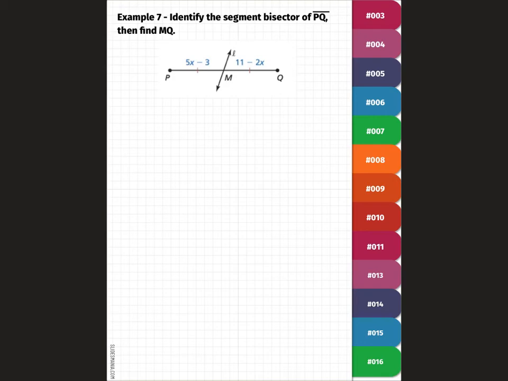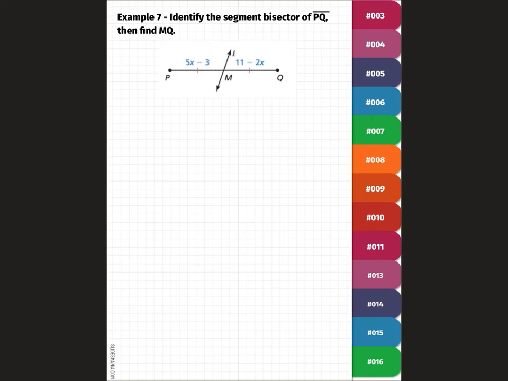Example number 7 says identify the segment bisector of segment PQ and then find MQ. So what I'd really like for you to do right now is, I know you've been pausing all the way through, but I'd like you to go ahead and pause here right now and work on this one on your own before you look at me working it out. So pause your video now, work on this example, and then come back once you have an answer to see if your work compares to my work.